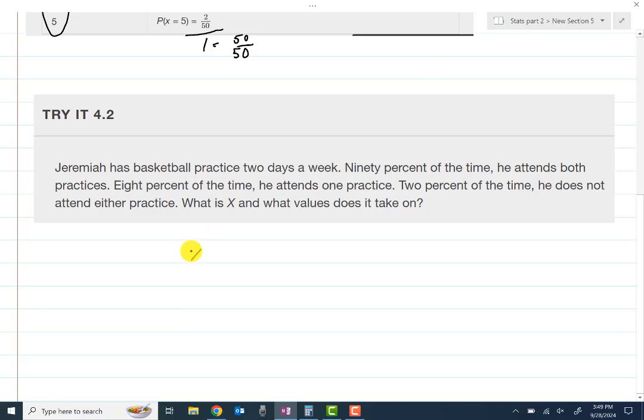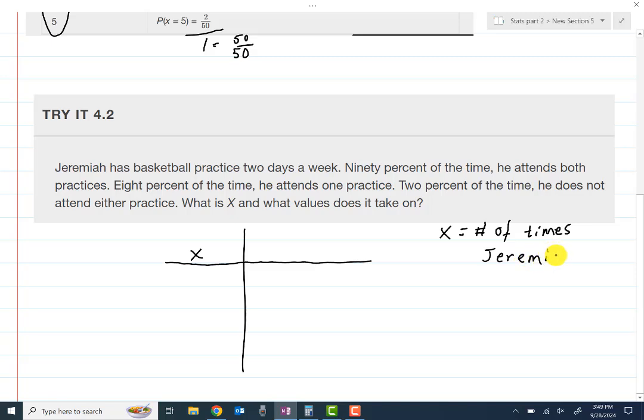Let's do X is the number of outcomes. So that'll be the number of times per week. So let me put that. X equals number of times Jeremiah attends basketball practice in a week. You can feel free to use your own words.